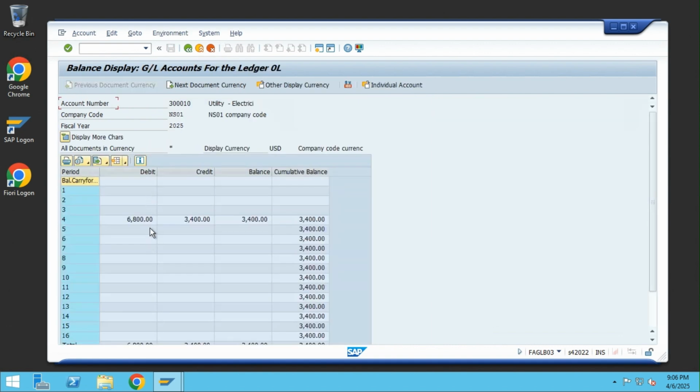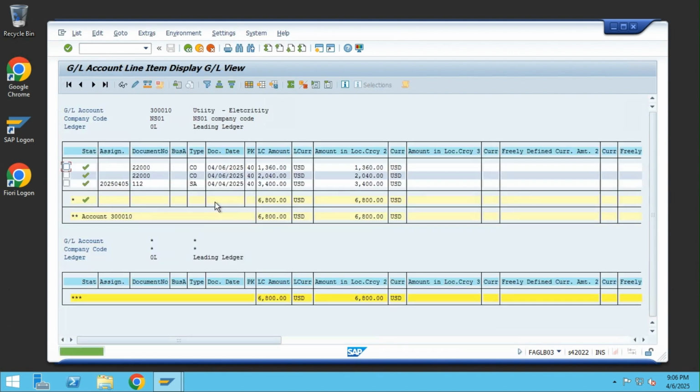And originally, if you see the debit, there was only debit to data cost center of 3400. But after distribution, what happened was data cost center was credited, and then the other two production cost centers were debited. So that's why it is showing 6800 on the debit side. If we look into details, it is showing these amounts from distribution, and this was the original one that was posted with document number 1112. And these are the CO documents.